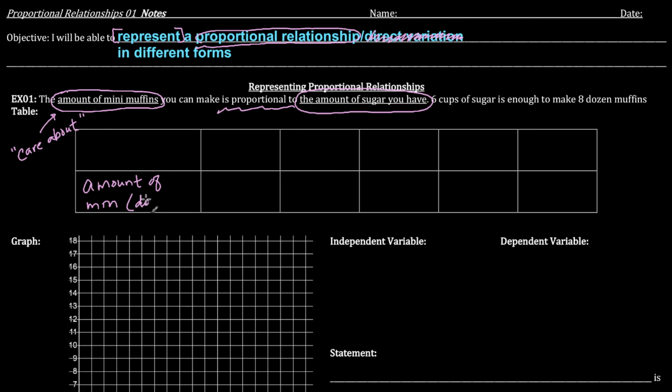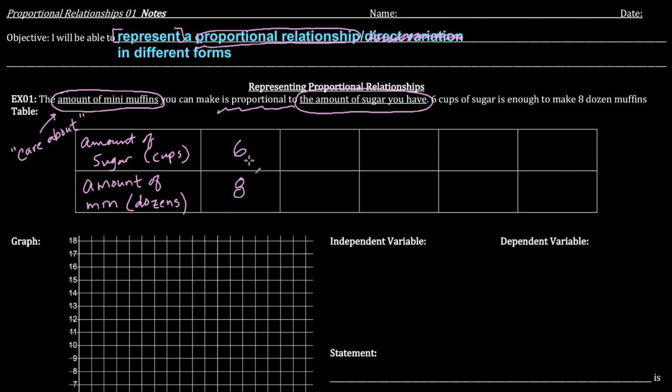And these are measured in dozens, we'll say. That's what it was supposed to be. I don't think I wrote it in here. And that is proportional to the amount of sugar. So this is amount of, oh, it does say dozen. All right, the amount of sugar. And that is measured in cups. All right, so it says 6 cups of sugar. So 6 cups of sugar makes 8 dozen mini muffins.